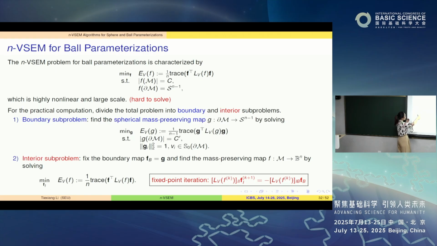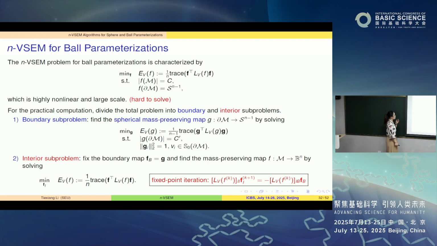The first sub-problem is for the boundary. For the boundary, we want to find the spherical mass preserving map G. G maps the boundary of M to the boundary of this ball by solving this optimization problem. Here we minimize the structure energy, and we require the boundary mass to be constant, and the boundary should be on this ball. So it is an optimization problem with these constraints.